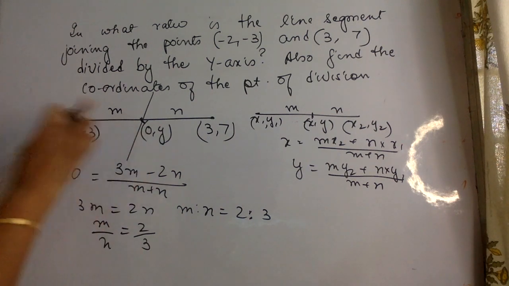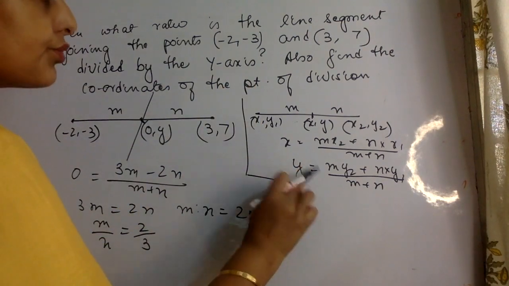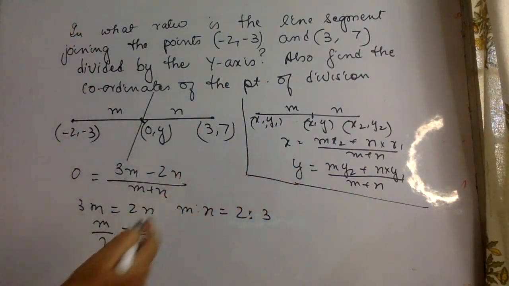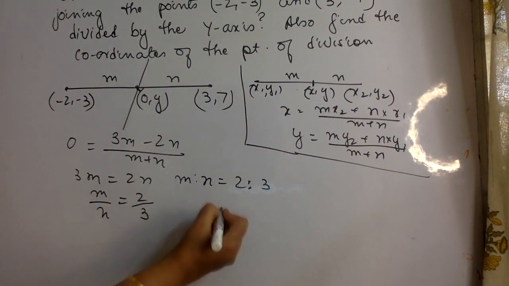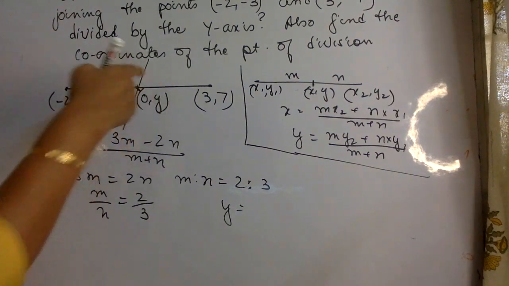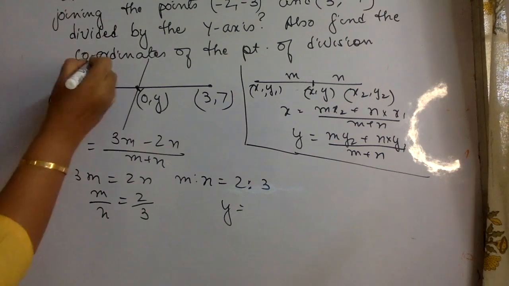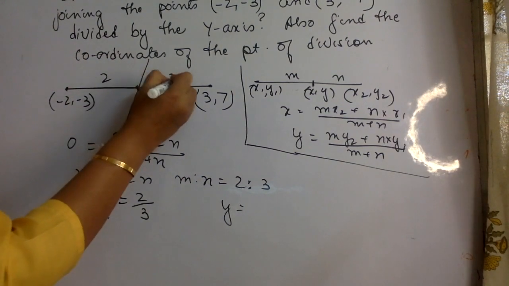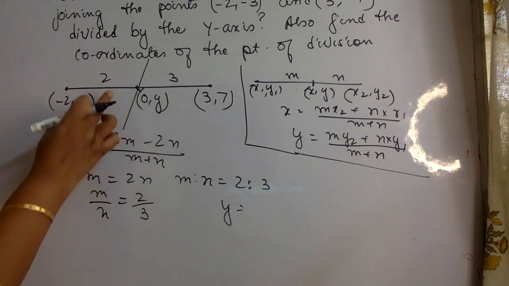Now we have to find the value of y also. In order to find the value of y, we are going to use this formula, this y. So y is equal to, now we can in fact write it. We should write it. Okay, so now don't mix up, don't write 2 here and 3 here. It has to be 3 here and 2 here. Okay, so now it's easier to work.